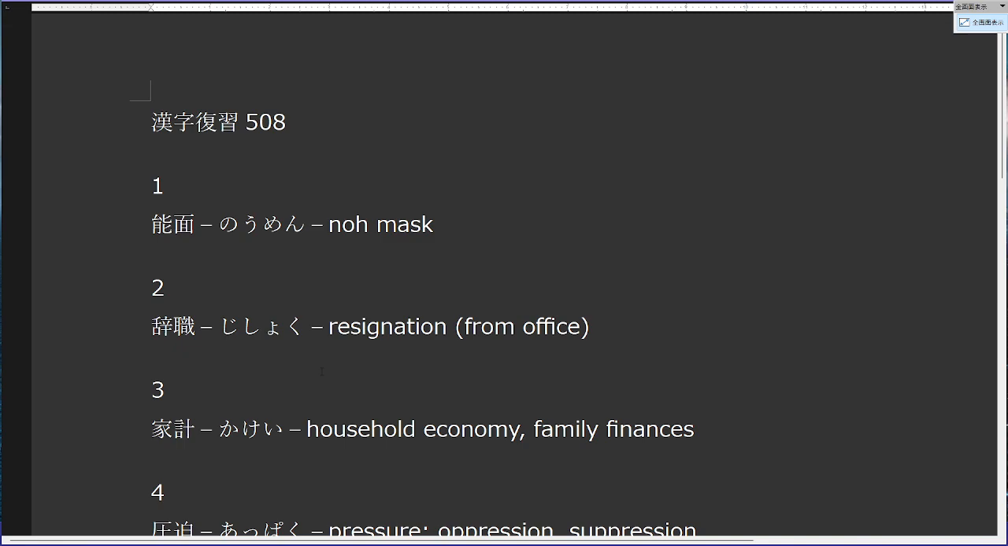Our first word of the day is nomen. A nomen: men on the right side for a mask or a surface, and no on the left side for an ability or a talent. But in this case, we're referring specifically to no masks, as in no plays. No is a type of play in Japan. So a nomen is a mask for no plays.